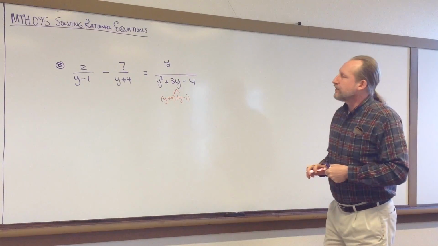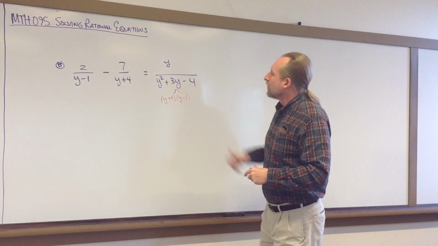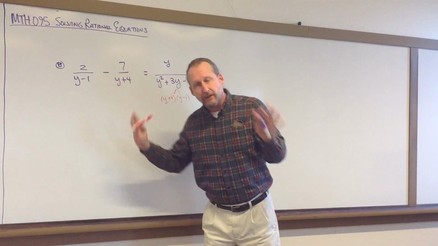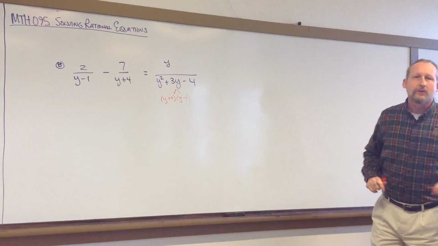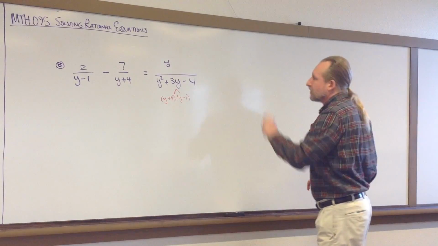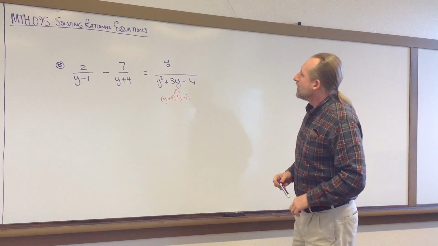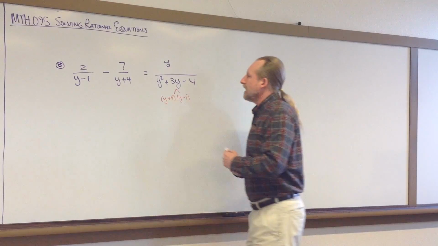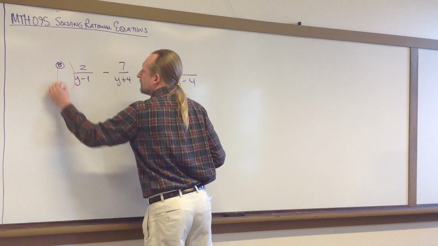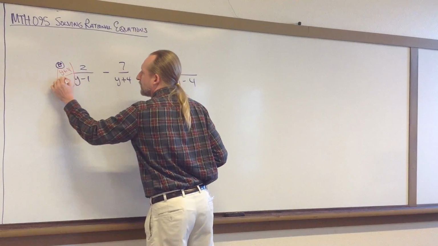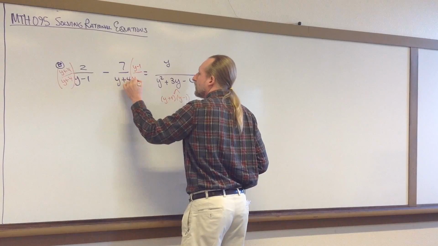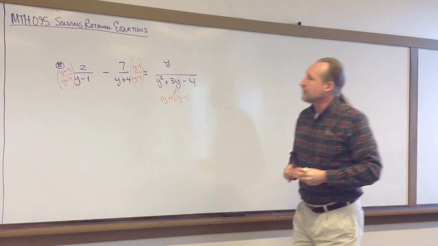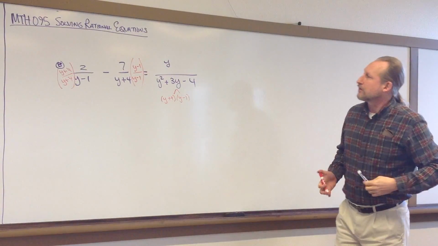Okay? And there are other situations where the denominators don't work out neatly like this, and that creates a little bit more work. We're not going to look at that type of problem. We're going to focus on these. Okay, so we're going to create this common denominator here. This one needs to get multiplied by y plus 4 over y plus 4, and this one gets multiplied by y minus 1 over y minus 1.